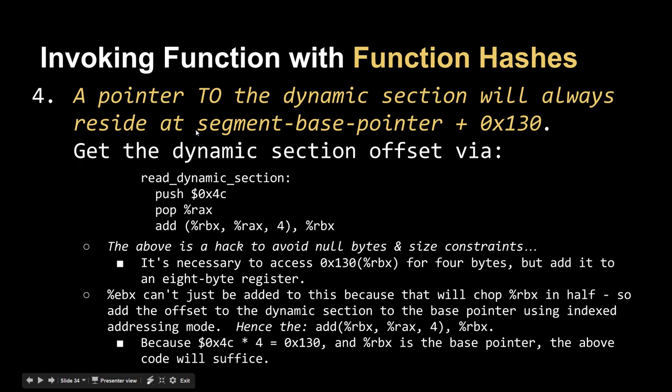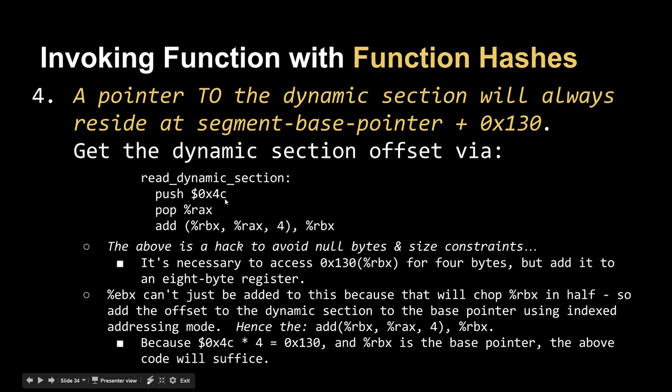So if you simply take your segment base pointer, which is RBP, and add it to 130, you will get a pointer to that segment's dynamic section. This is some hacked together code that will accomplish this. Simply adding 130 to RBX will have null bytes.